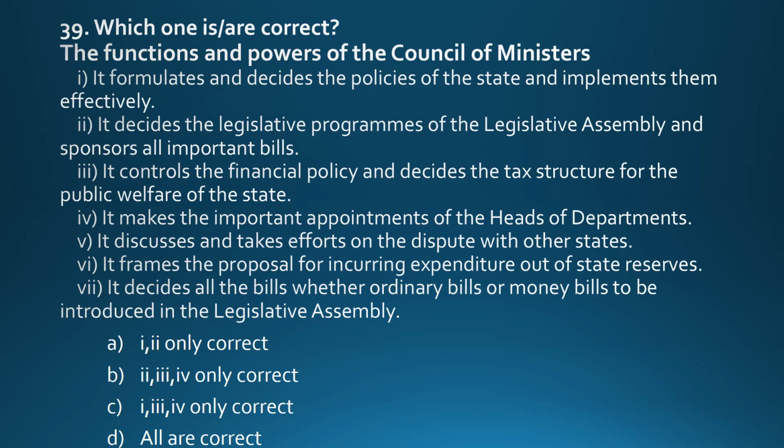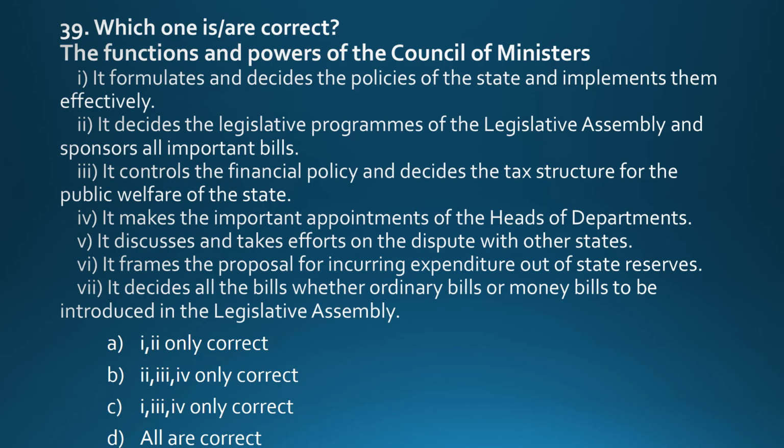Question number 39. Which one is or are correct? The functions and powers of the Council of Ministers. 1. It formulates and designs the policies of the state and implements them effectively. 2. It designs the legislative programs of the Legislative Assembly and sponsors all important bills. 3. It controls the financial policy and designs the tax structure for the public welfare of the state.